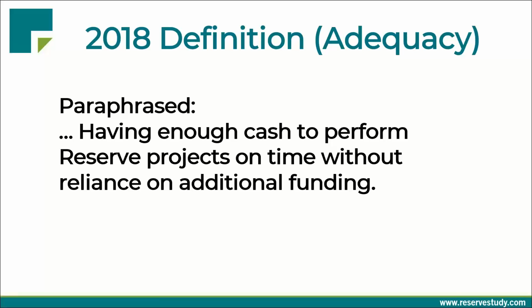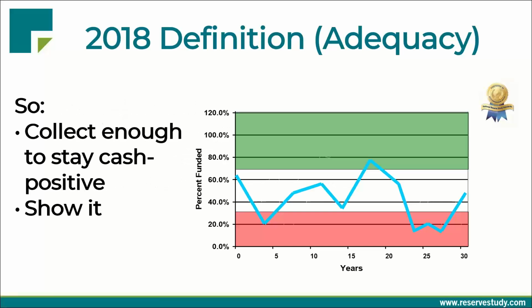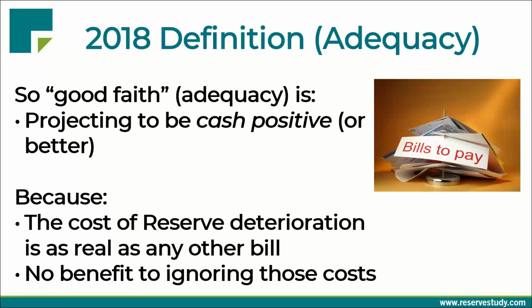The paraphrase is that it's having enough cash to perform the reserve projects on time without reliance on additional funding. So it's a little bit of now and a little bit of later, having a funding plan that shows you have enough cash now and projected through the years, balancing your income and expenses to show that you're going to be cash positive. So there is that now and later element. So it's all about good faith, projecting to be cash positive or better.